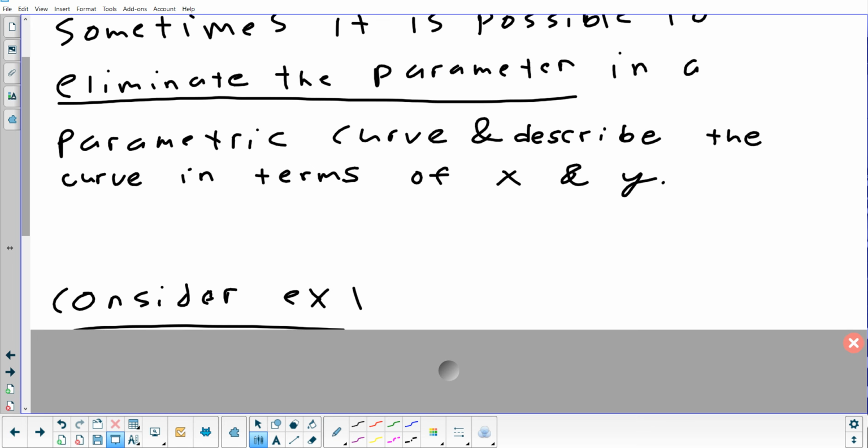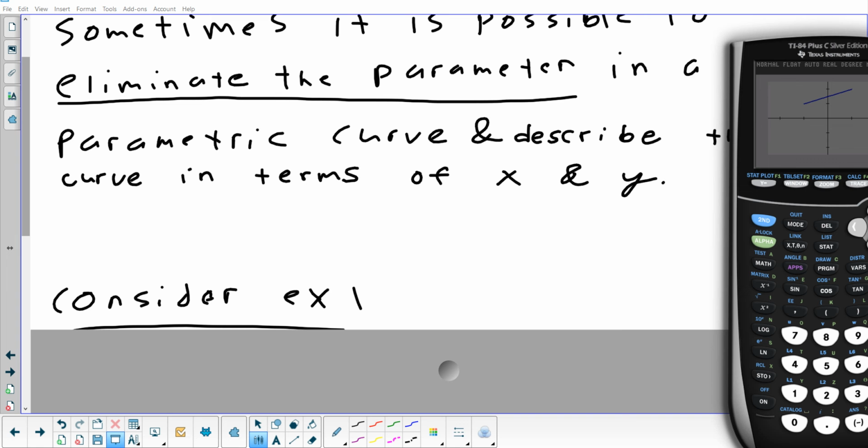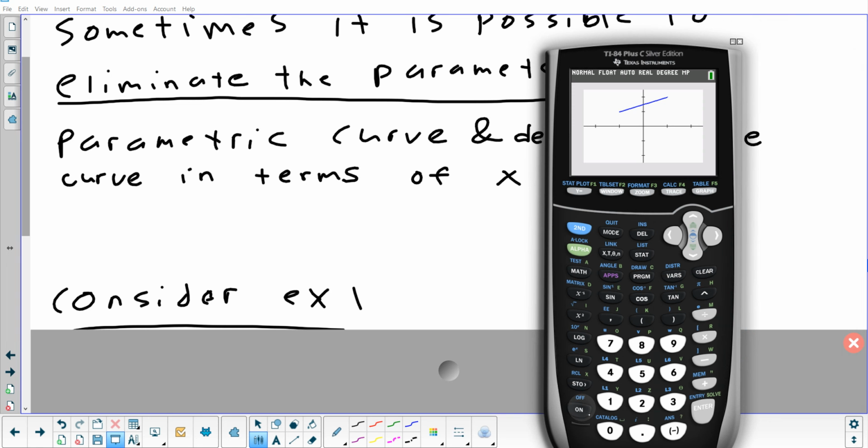So let's take example 1 and see if we can eliminate the parameter and turn that back into an equation we're used to. Now, if we look at the graph again, that's basically like a y equals mx plus b. That's all that the graph was in the last problem. It has a certain slope and a certain y-intercept, and it is a perfectly straight line. The only difference is it's not really a line, it's a line segment. So we don't want it to go on forever.